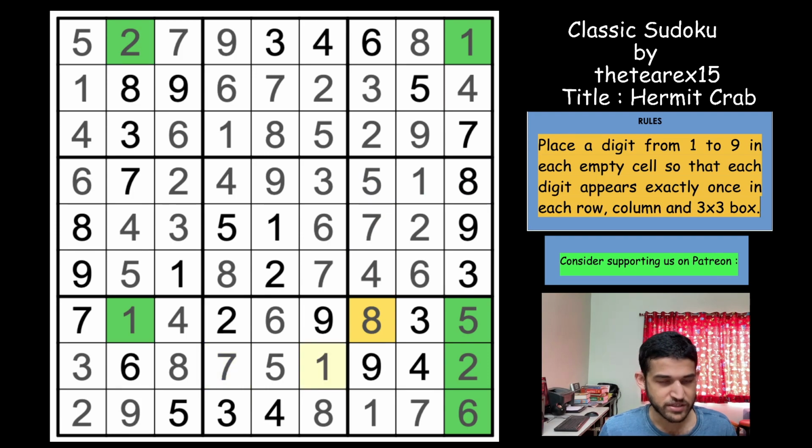And with that, we have completed this really challenging Sudoku by theater, the T-Rex 15. The most difficult deduction I would say was finding the one, that eliminating the one from row 7, column 7. It was kind of a skyscraper sort of elimination, but in a different way. An excellent classic Sudoku. I really enjoyed solving this Sudoku.